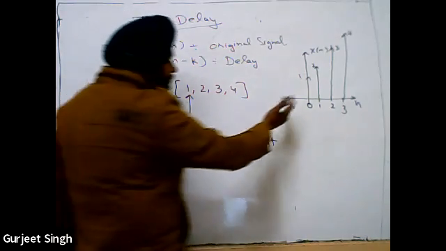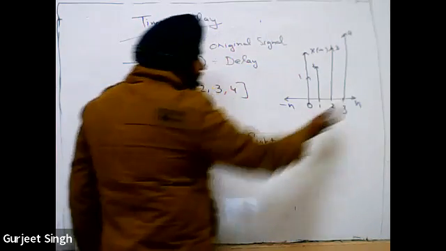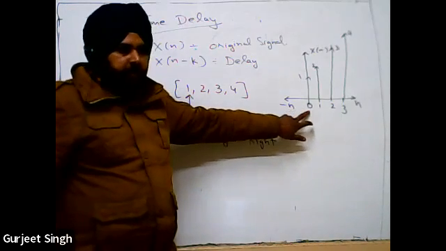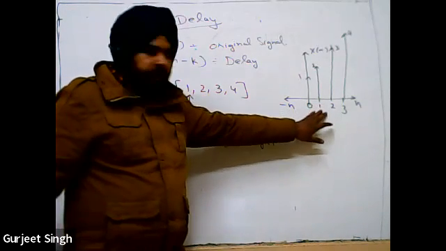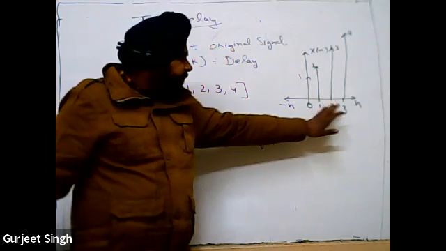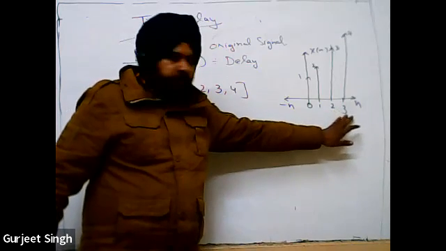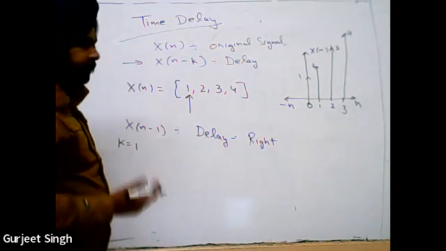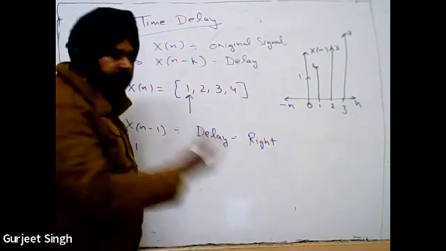So I am shifting this signal toward the right side, which means the sample present at n equal to 0 is moving to n equal to 1. The value at 1 moves to 2, the value at 2 to 3, and the value at 3 to 4. This means we shift by one sample toward the right side.